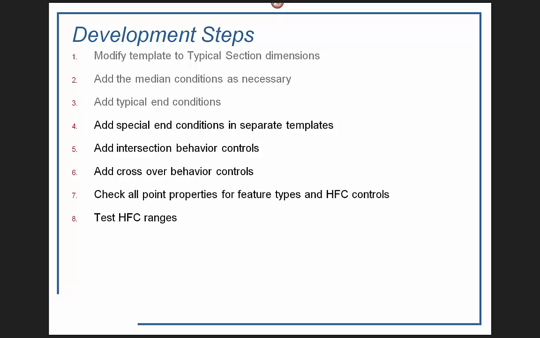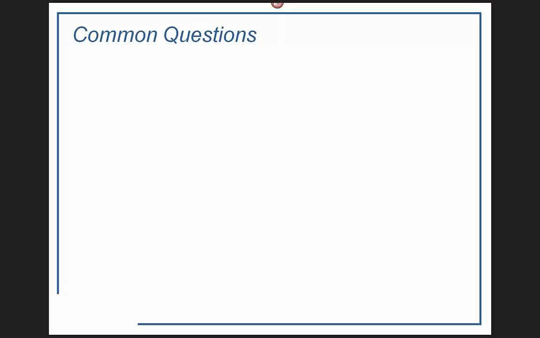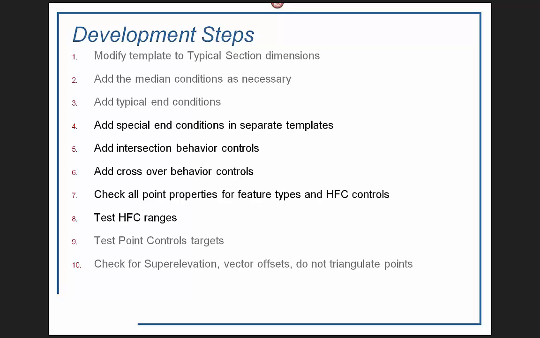What we didn't get to were some of the special end conditions, intersection behavior controls, and adding crossover behavior controls. Then I wanted to explain some of the horizontal feature controls and the ranges for those. We did talk about testing point controls within the template dialog, but I'll be showing some of that this morning as well. We also talked about the super elevation and vector offsets, as far as where to control them on our template library.